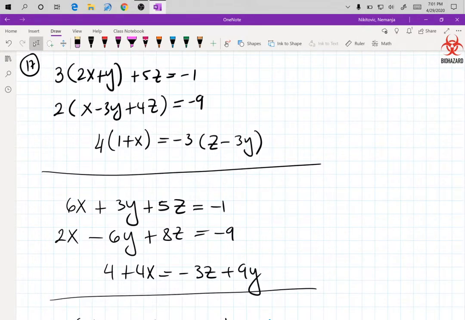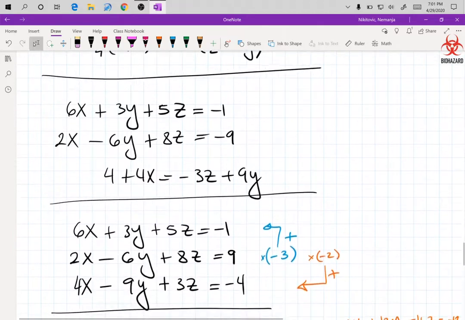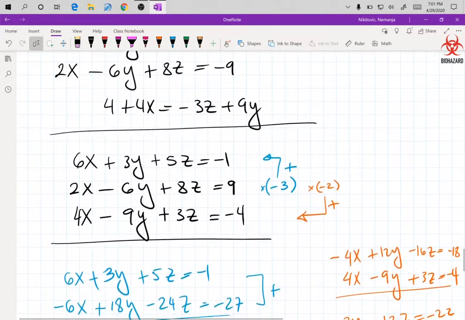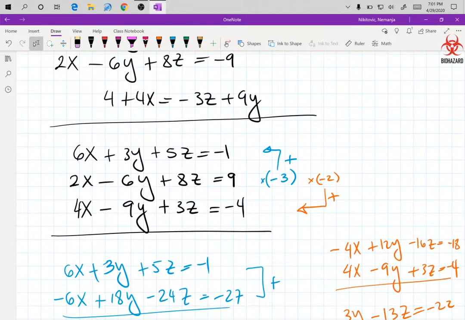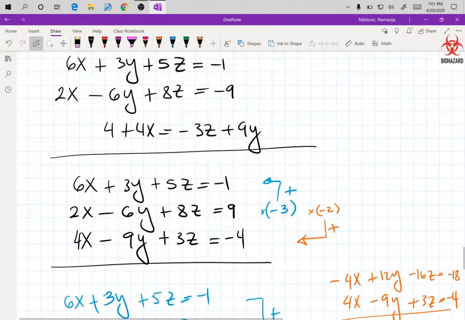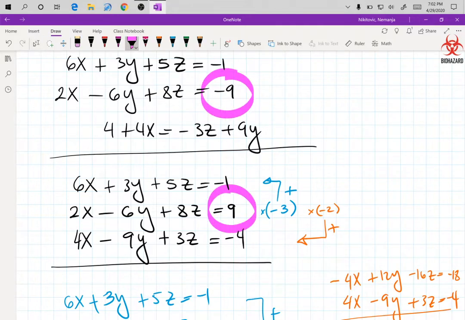So now that's a 3 and then, no, 6x plus 3y plus 5z equals negative 1, 2x minus 6y plus 8z equals negative 9. That's a 4 and then negative 3z plus 9y. Now we copy the first equation as is, copy the second equation as is. See this? There we go.